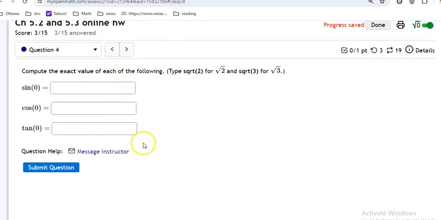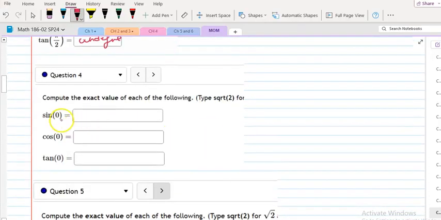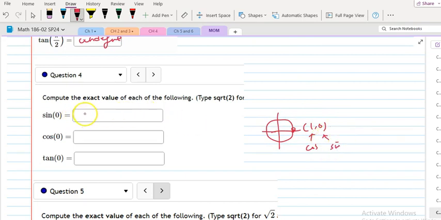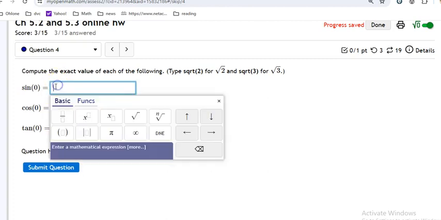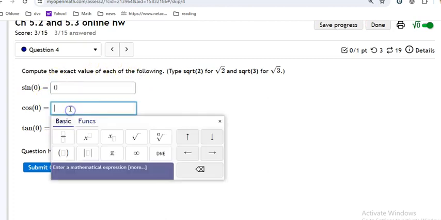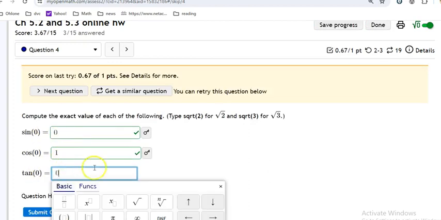What about 0? So you can see that 0 degrees is 0 radians. So 0 degrees on the unit circle is here, and this has 1 comma 0, cosine and sine. So sine is 0, cosine is 1. Tangent is y over x, which is 0 over 1, so it's 0.